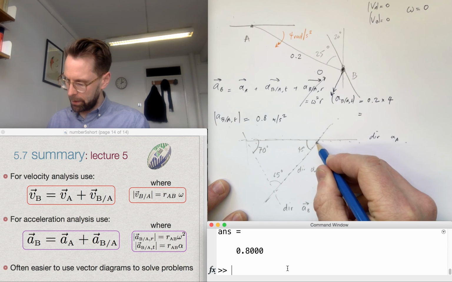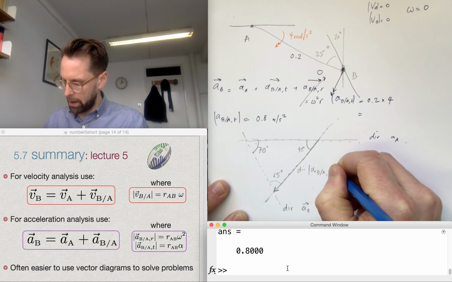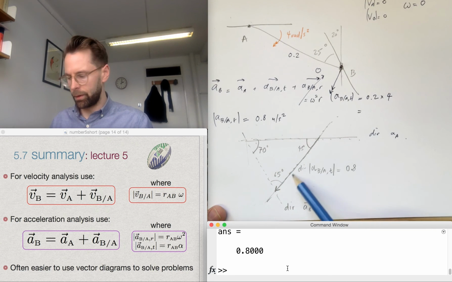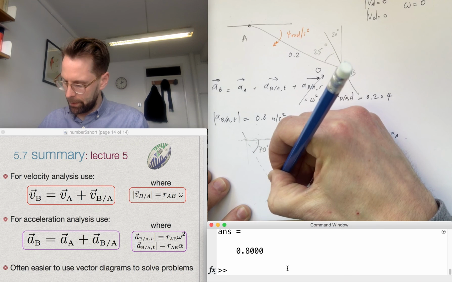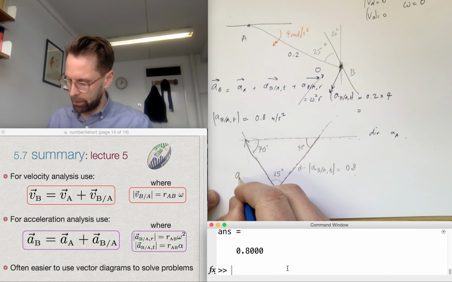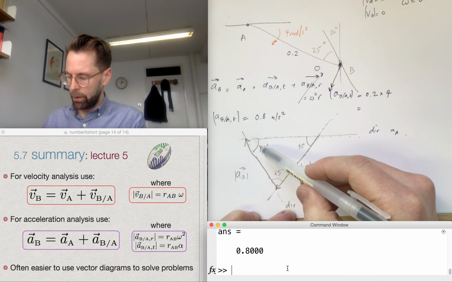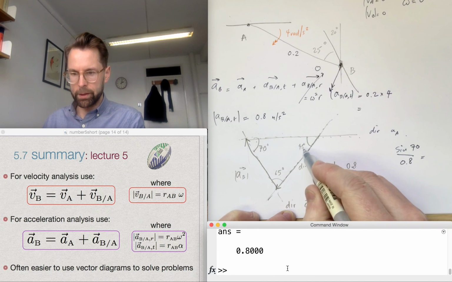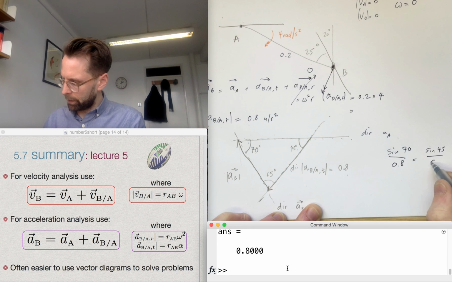We know the magnitude of this direction. This is 0.8, so that distance down there is equal to 0.8. So now this is going to be an application of the sine rule. We've got this length of 0.8, we know this angle is 70. If we want to find out what this length is, that's the acceleration of B. Then what we're going to do is the sine rule. So this angle, sine 70 over this length, is going to equal this angle over that length.